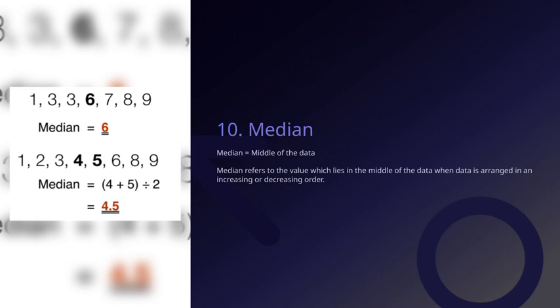The key idea here is that the median gives us a sense of the central tendency, especially when the data is skewed or has outliers. It helps us understand what a typical value looks like within the dataset. So, when you're analyzing data and want to find the middle point, finding the median is your go-to method. This concept ties into our overall theme of understanding data distribution and summarizing it effectively.